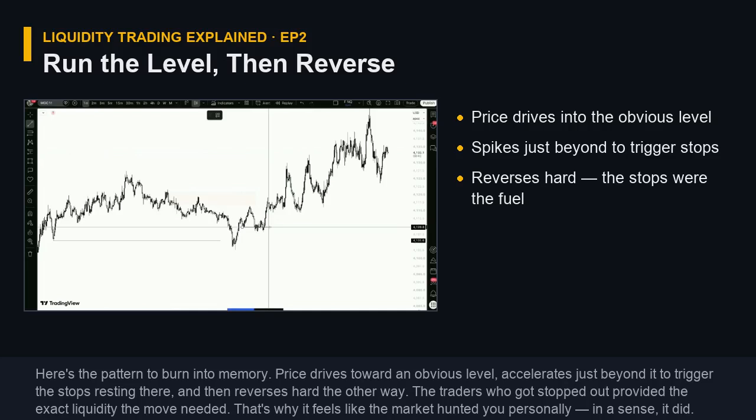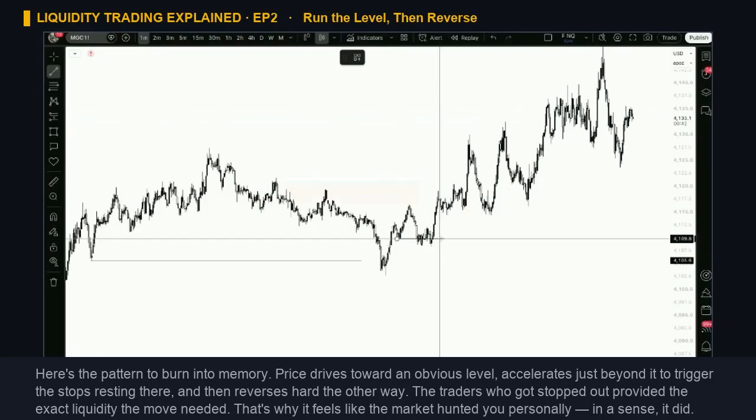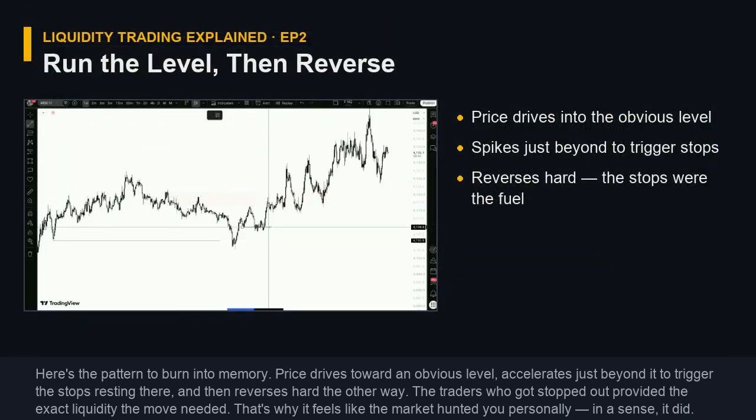Here's the pattern to burn into memory. Price drives toward an obvious level, accelerates just beyond it to trigger the stops resting there, and then reverses hard the other way. The traders who got stopped out provided the exact liquidity the move needed. That's why it feels like the market hunted you personally. In a sense, it did. The sweep isn't random. It's the market fueling its next move.